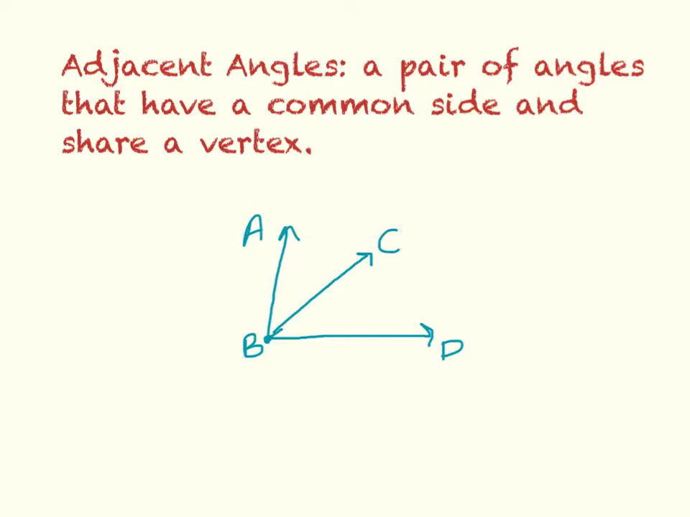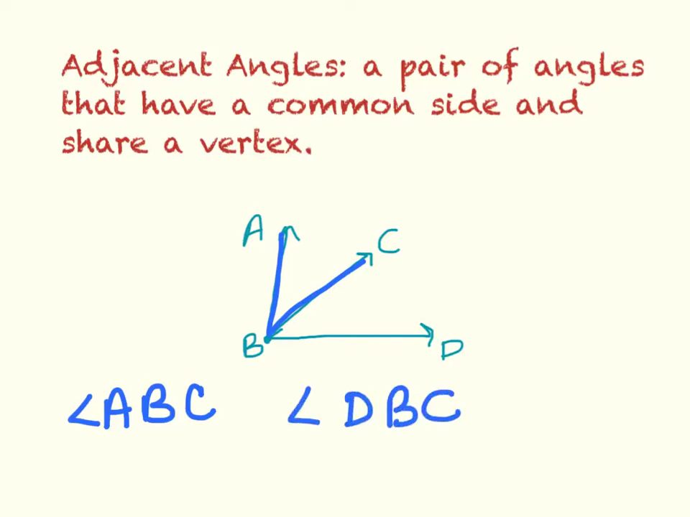Here we have an example of adjacent angles, and they are a pair of angles that have a common side and share a vertex. Remember that vertex is the point where two lines meet. So B is our vertex, and the common side here is this line BC. When I'm writing angles, so this is angle ABC right here, it is adjacent to angle DBC. Now, notice that I have B in the middle. When you're writing angles, the vertex has to be in the middle of each angle.